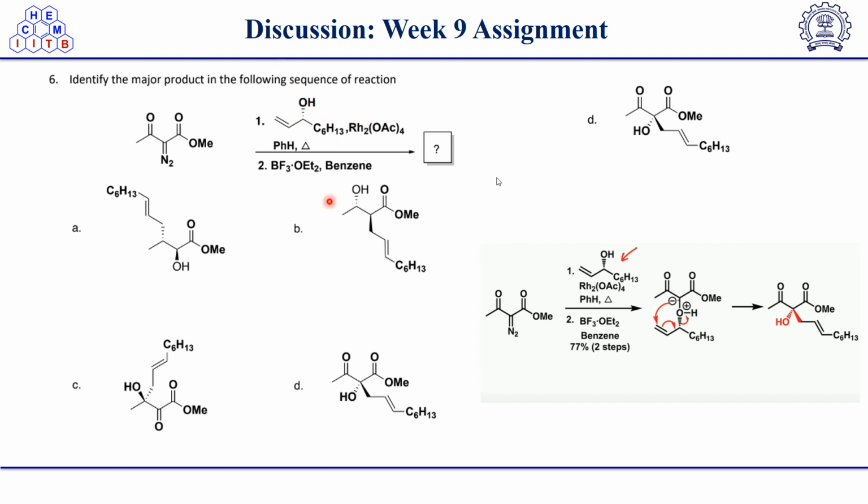So first through this carbenoid intermediate, this intermediate will be forming in the first reaction, and then this BF3 etherate mediated rearrangement will take place to get this product. So option D will be the correct answer for this question.